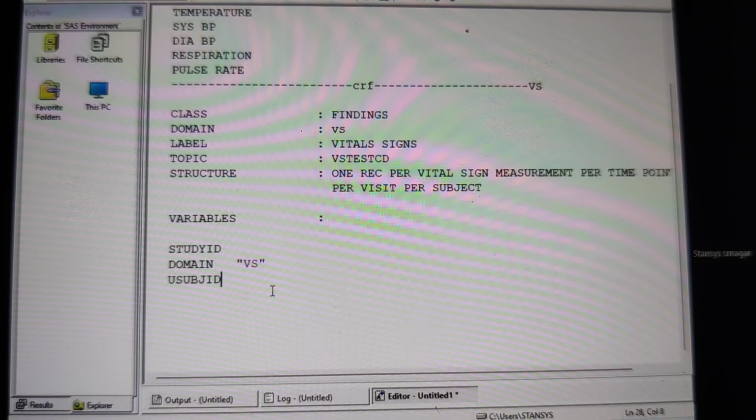And then definitely there are going to be multiple observations for one subject. Then what are we going to have now? VSSEQ, sequence. Yesterday again there was an interview. Can you tell me how we are going to derive the sequence number? This is the question they asked us. How do we derive the sequence number? First, we need to sort the data with the BY variables STUDYID and USUBJID.